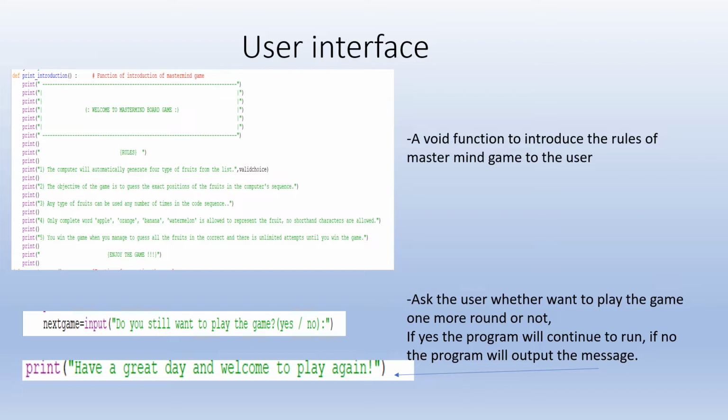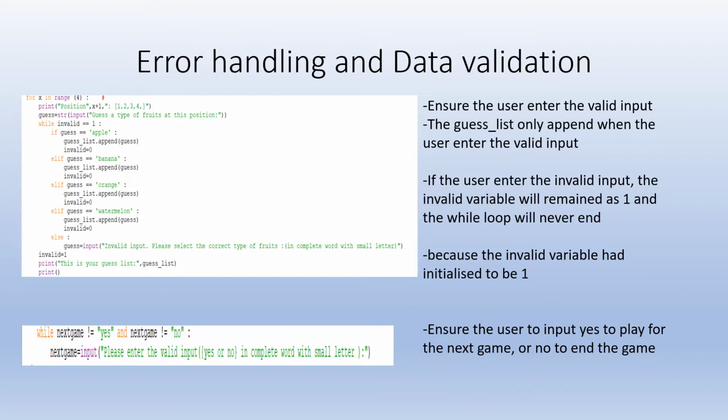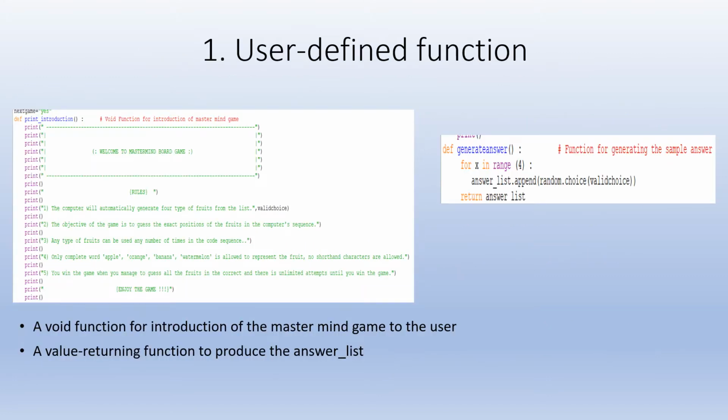easier to view by the user. For the error handling part, the while loop ensures the user enters valid input. The guess list only appends when the user enters valid input. If the user enters invalid input, the invalid variable will remain as 1 and the while loop will not end until the user enters valid input. For the example below, the while loop ensures the user inputs yes or no to continue the program. Next, I will explain the programming techniques that I use one by one, following the flow of my program.